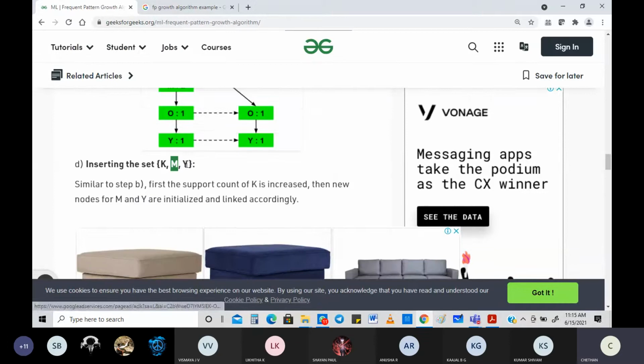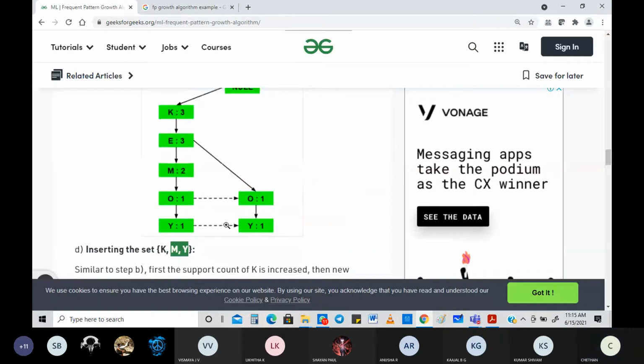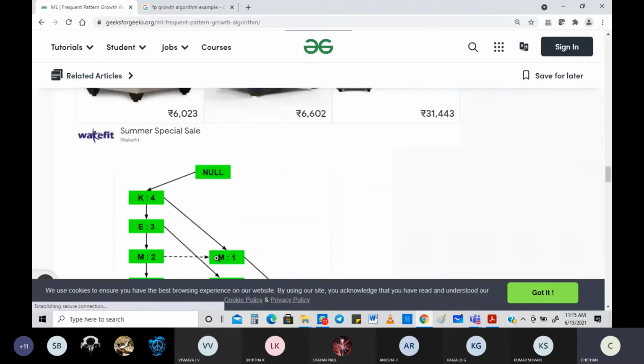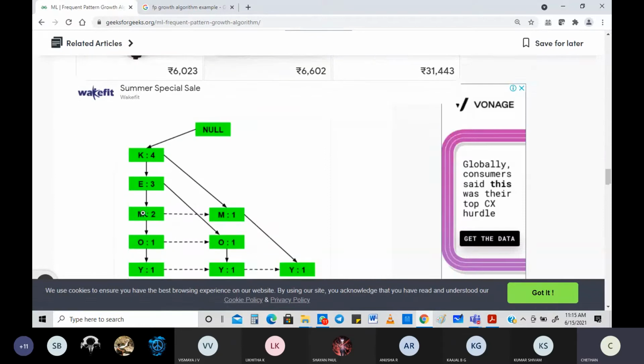Then they're saying you need to insert Y. So from M, be careful here. From M, you need to go for Y. I've written M here, fine, but from M I need to go for Y. I can't go back like this because there's an O in between. So I'll create one more node for Y so that I can go from M to Y directly like this.